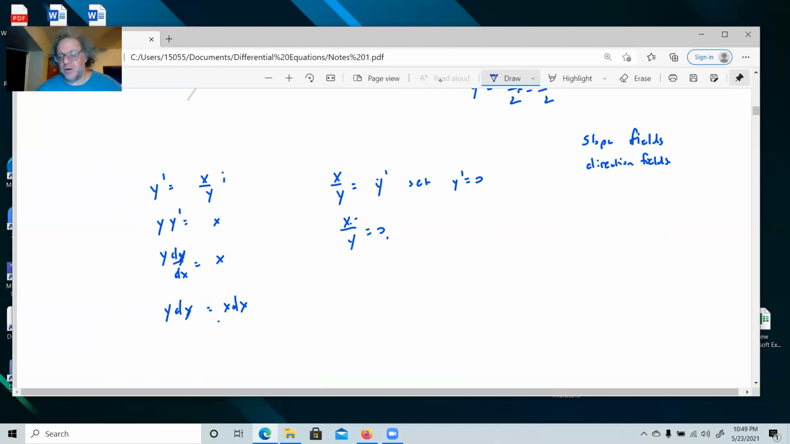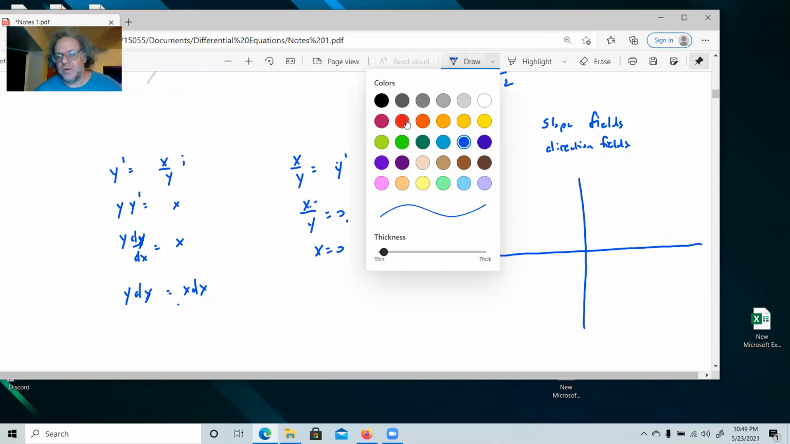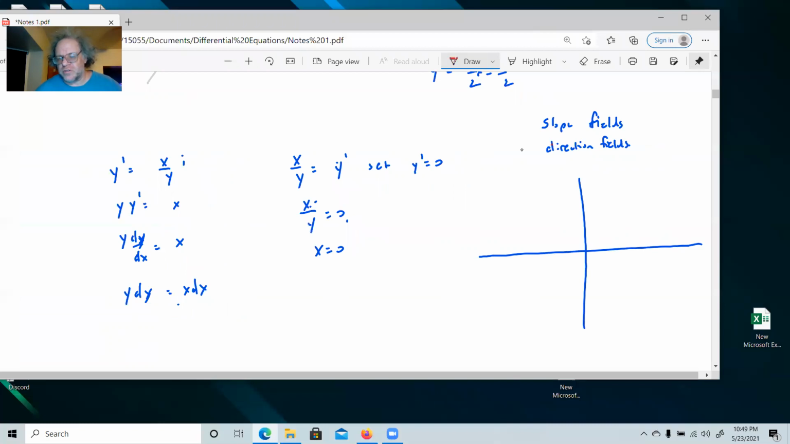So if I go over here and make a little coordinate graph, where is the line x equals 0? That's a line. That's this one. x equals 0 is this line right here. And what did I say my slope was here? My slope was 0. So we're just going to put in little slopes here on the line x equals 0.